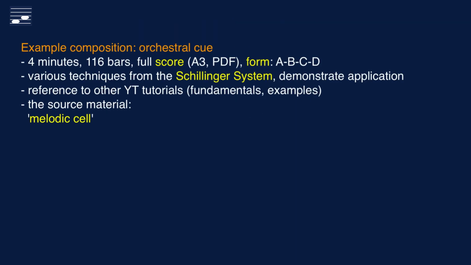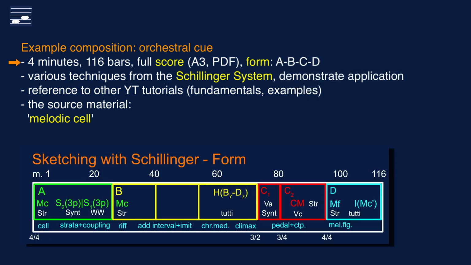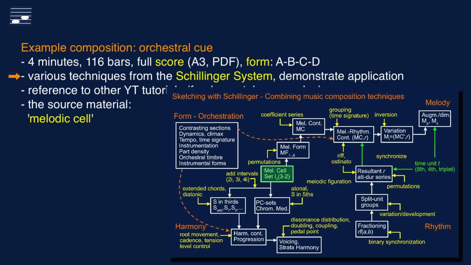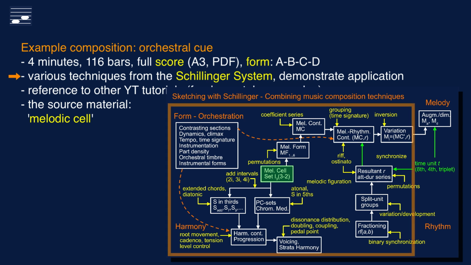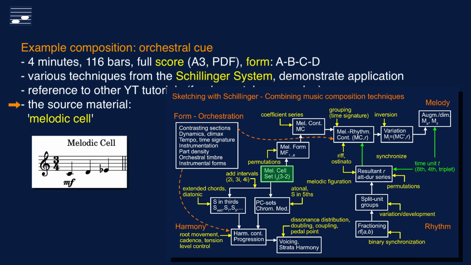And that's what I'll be doing here, with this series around a 4-minute and 116 bars long example orchestral composition with A, B, C, D form. You'll see the application of many Schillinger System techniques, where in this episode the focus is on a specific domain, either melody, rhythm, harmony or orchestration. The starting point for the sketching process is this humble melodic cell, a set of 3 pitch units C, D and E flat.